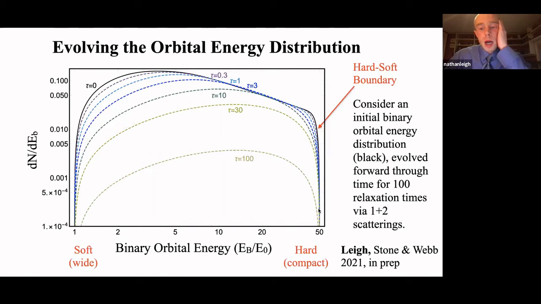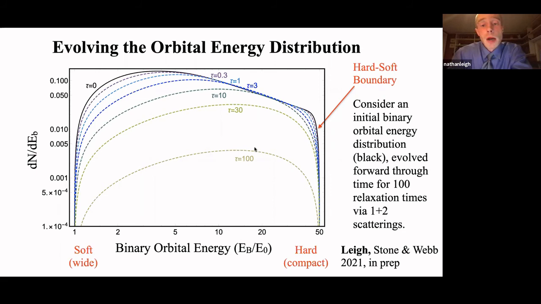And so our initial distribution prefers wide binaries, but the characteristic evolution over time is such that these single binary interactions tend to push the wide binaries to more compact states. And the reason is simply because in these interactions, additional kinetic energy tends to, on average, be imparted to the interloping single. And so the singles leave with more positive energy than they came in with, leaving the binaries more compact.